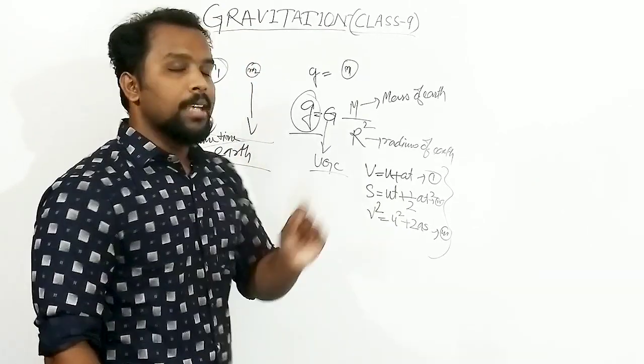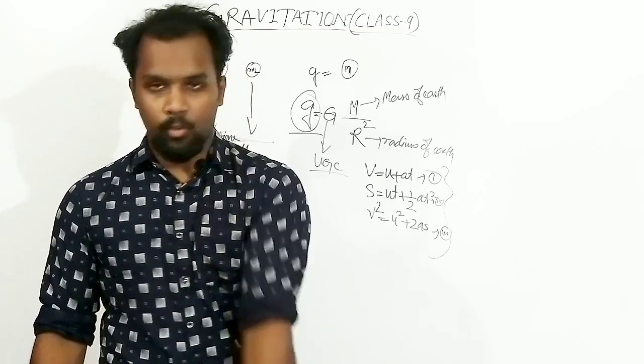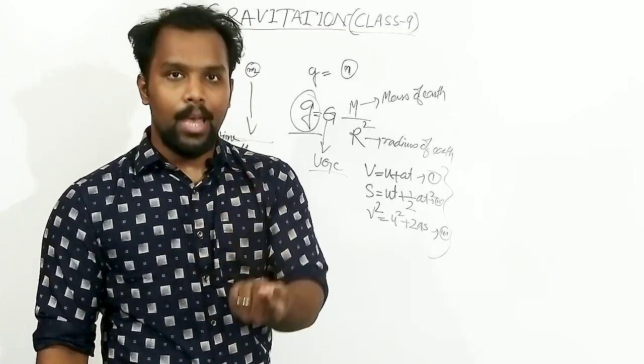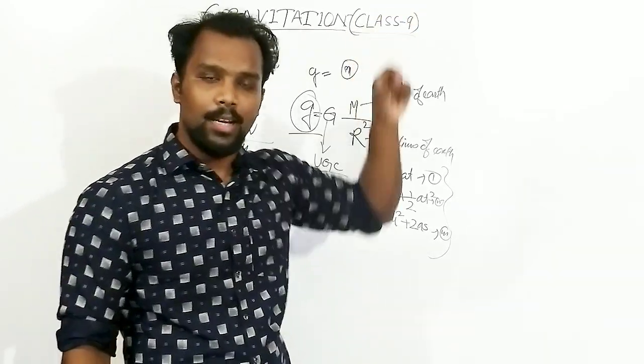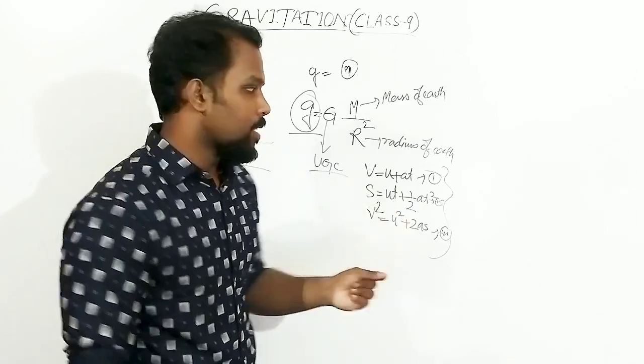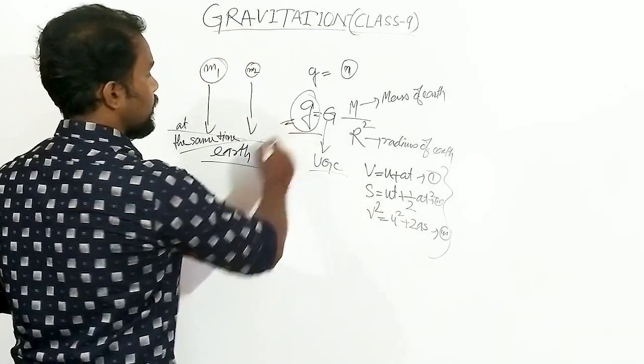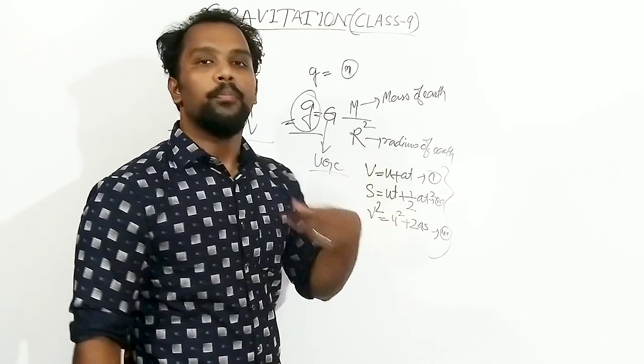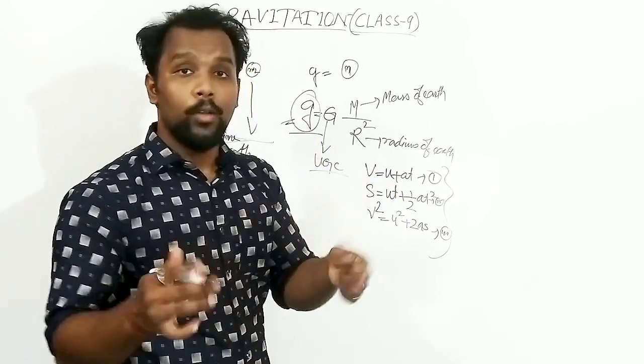Here, since we are discussing motion under gravitational force, it always applies when a certain object falls from a certain height. That means the acceleration is going to be g. So here a will be replaced by the small g. So what will be the equations?